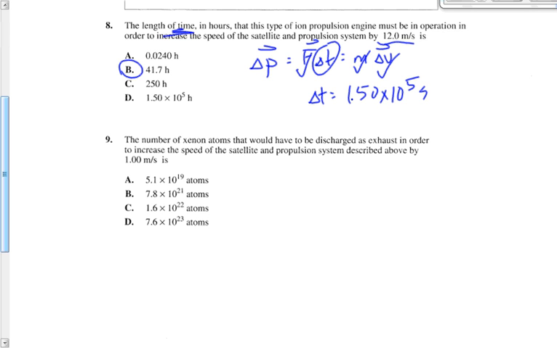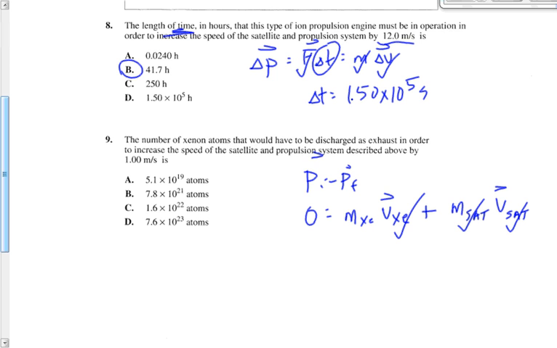Well, I started off by saying Pi equals Pf. I said 0, the initial momentum before the exhaust is released, is 0. That equals M1V1F plus M2V2F, or the mass of the xenon times the velocity of the xenon, which goes one way, and the mass of the satellite times the velocity of the satellite, which goes the other way. I've got this number, I've got this number, and I've got this number. It's given to me somewhere as -1 meters per second. It's given to me right here as 1 meter per second.